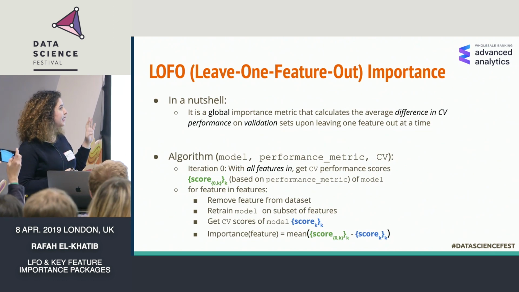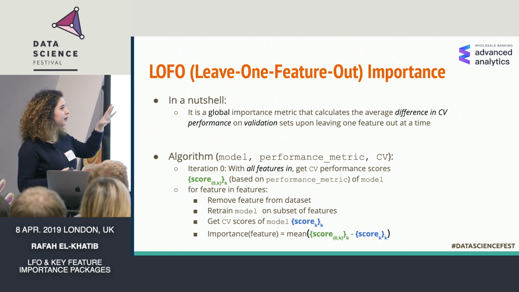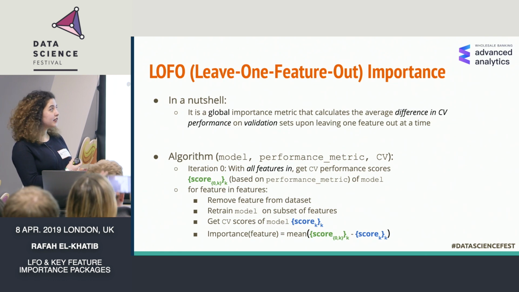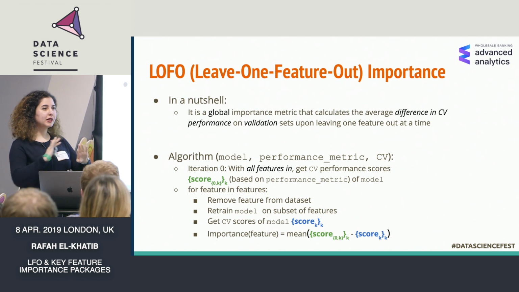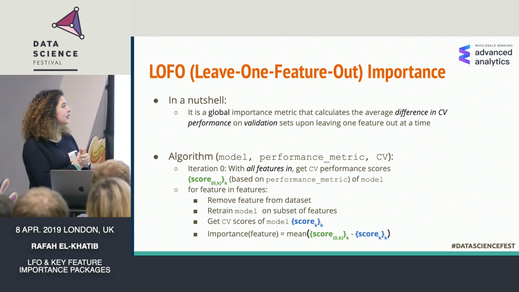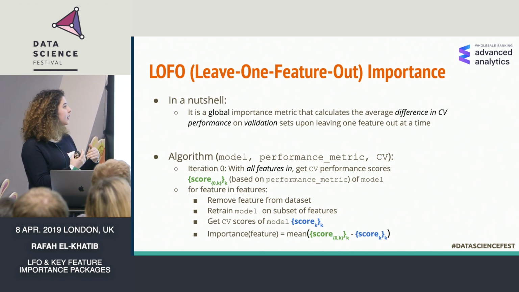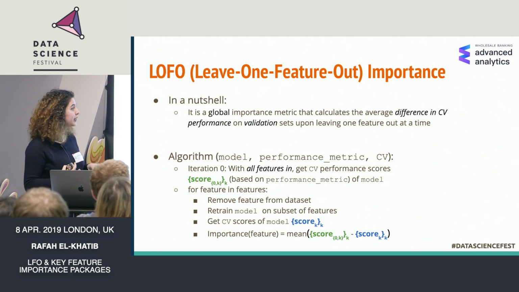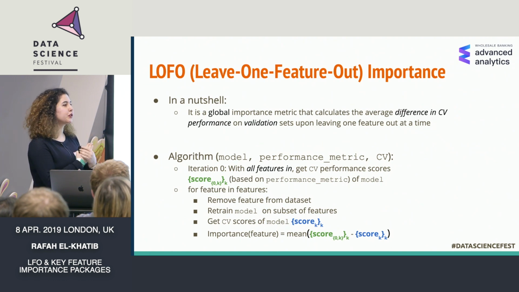So this is the algorithm. You give it whatever model you want. It's not trained yet. It's just the model with its hyperparameters and so on. Whatever performance metric you want, and the validation scheme that you want. At the beginning, it says I'm going to keep all the features in with their original values and get the CV performance scores on all the folds. The score is based on whatever performance metric you choose for this model of your choice. So you get the initial performance scores.